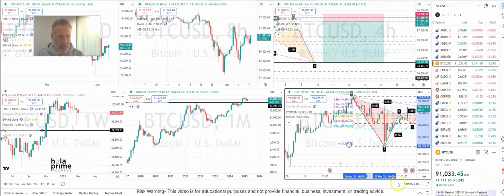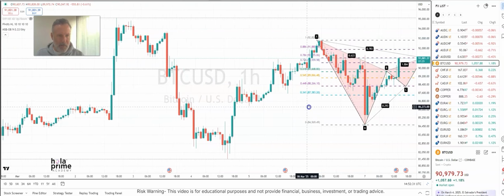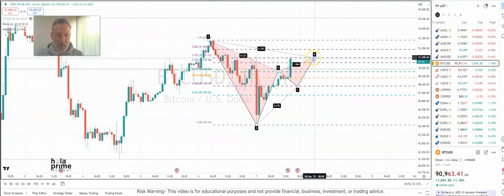Going down to this time frame, and this is what I'm interested in at the moment, and that is an inside pattern. This is known as a Gartley formation. It's actually completing around about current price, which is 91,090. So this is something that I'm going to be focusing on up until the close today.